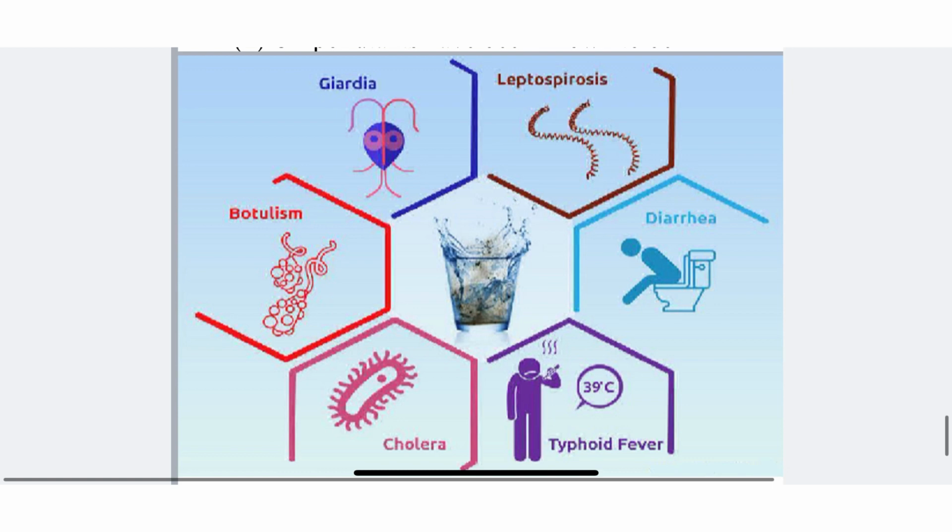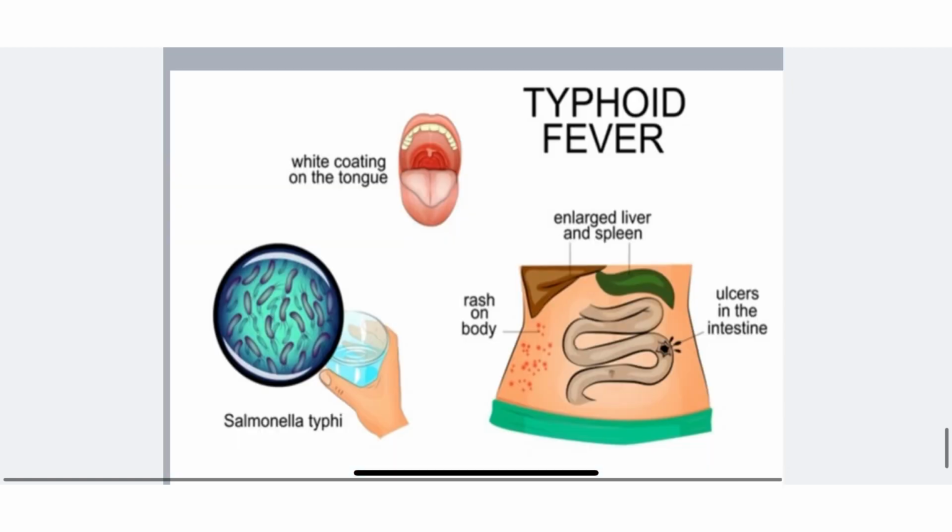If I talk about one of them, typhoid fever, it works by enlarging your spleen and liver, and it shows a lot of rashes on the body. Then there are ulcers in your intestine, in your large intestine, and this is the formation where Salmonella typhi is seen. And there is a white coating on the tongue when this bacteria affects your body.